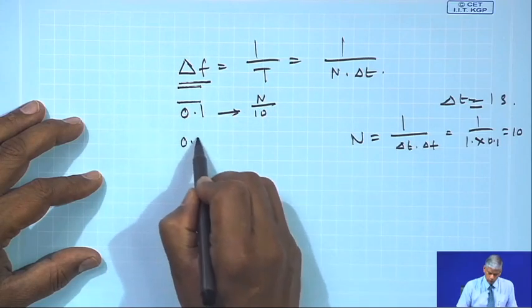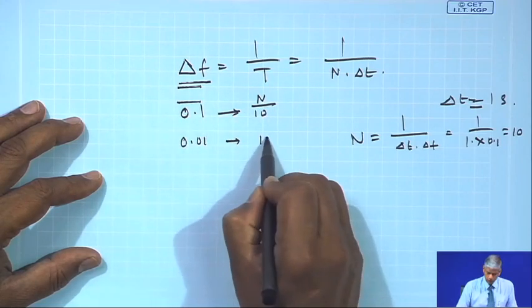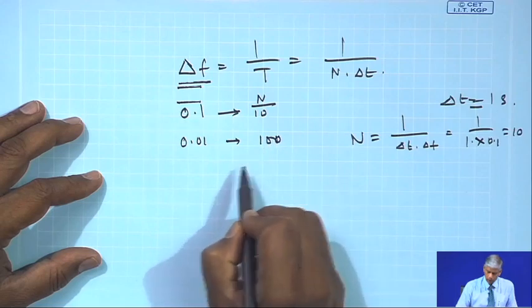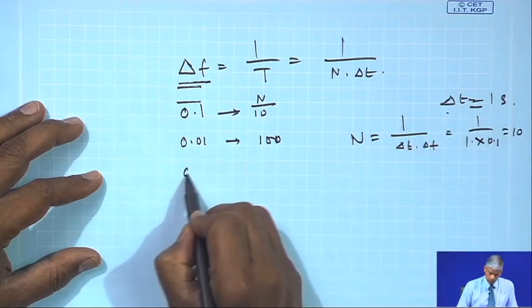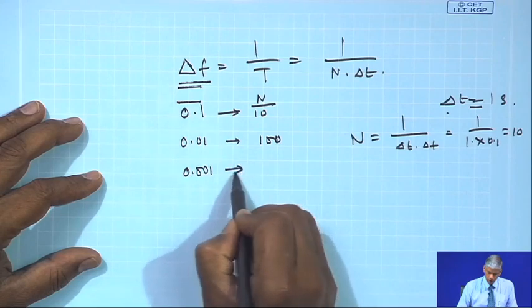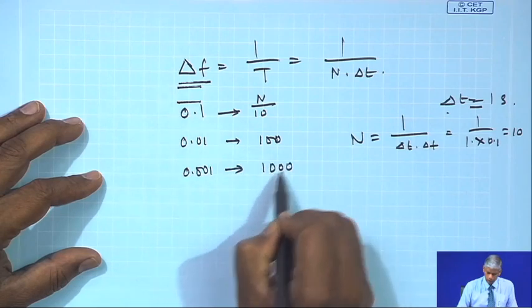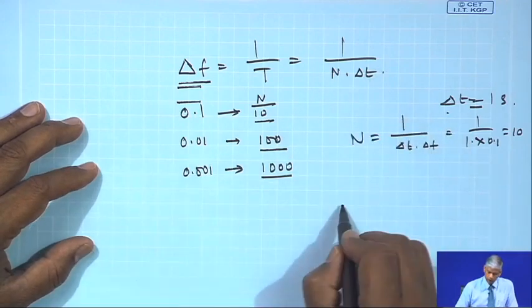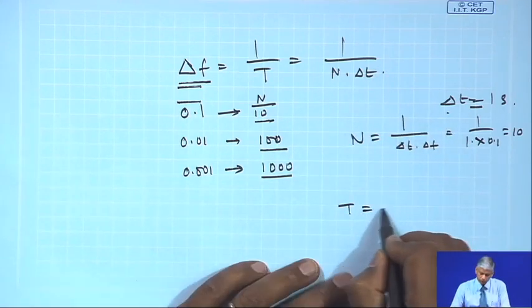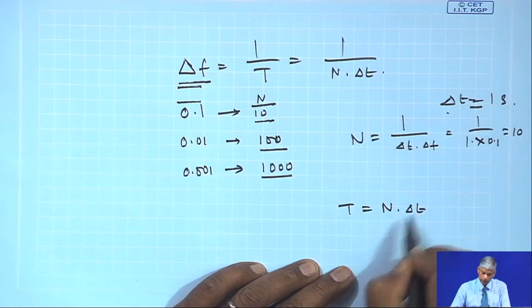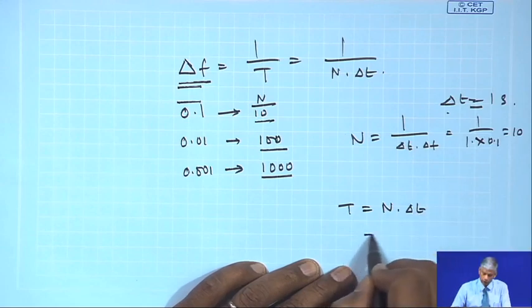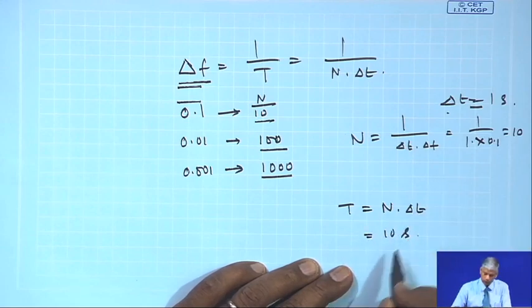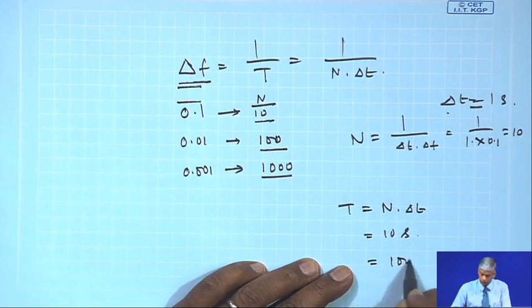If I want 0.01, N will be 100, for the same sampling. For 0.001, N will be 1000. So, you see what is T? T is nothing but N times delta t. So, delta t is 1 second. So, this is really 10 seconds in one case, in another case it is 100 seconds, in another case it is 1000 seconds.